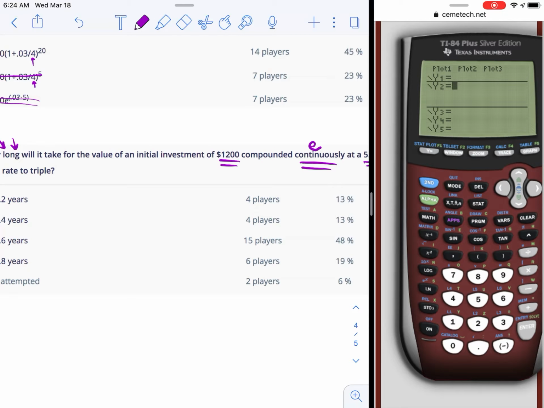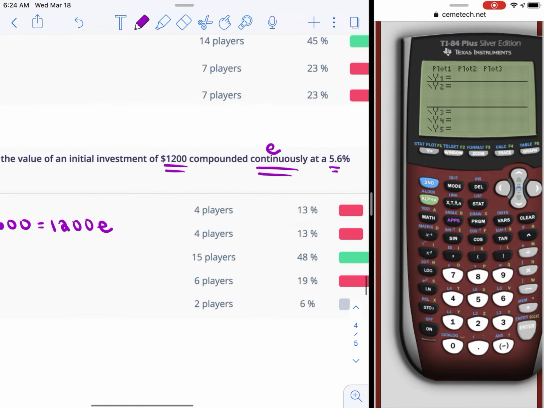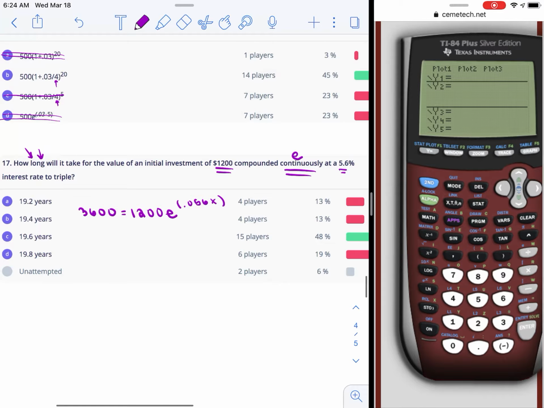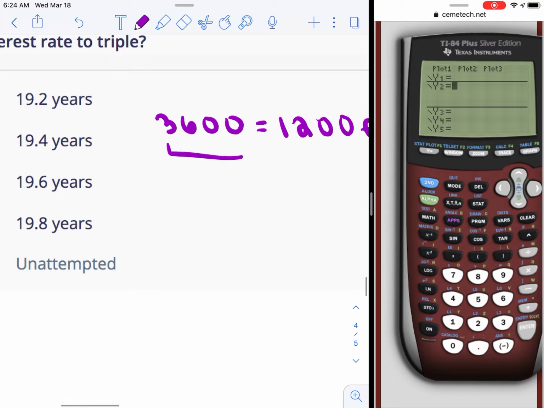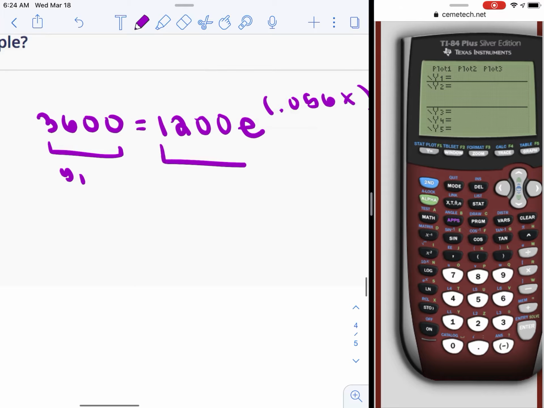So to set up the equation, first thing is I want to think about what is triple $1,200, and that's $3,600. Then on the other side, write the 1,200. But remember, we're using E because it says continuously. And then in the exponent, we can put that 0.056 times X or T. Doesn't really matter. Since we're using the calculator, you might want to use X just to remind yourself it's that X button. Now, in your calculator, you can make this your Y1, and then this over here, your Y2, and we just need to find where they intersect.